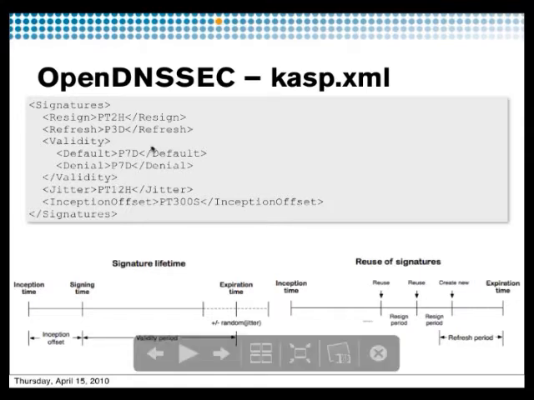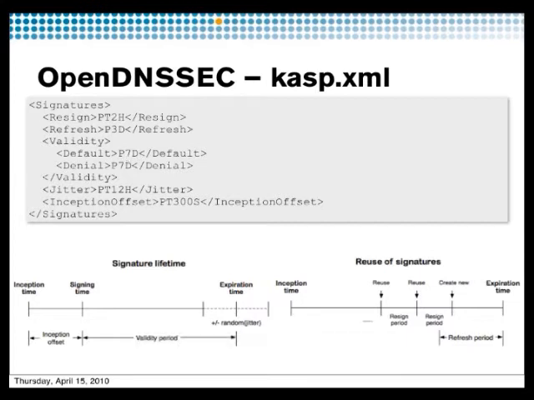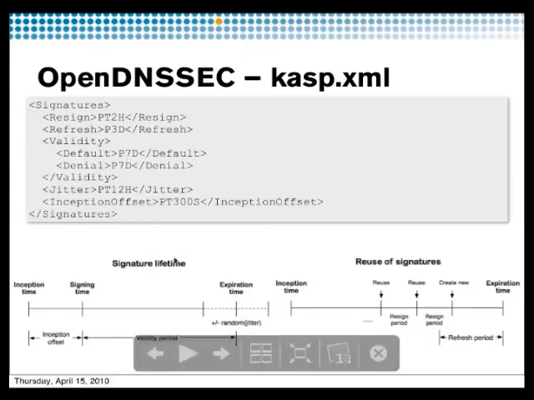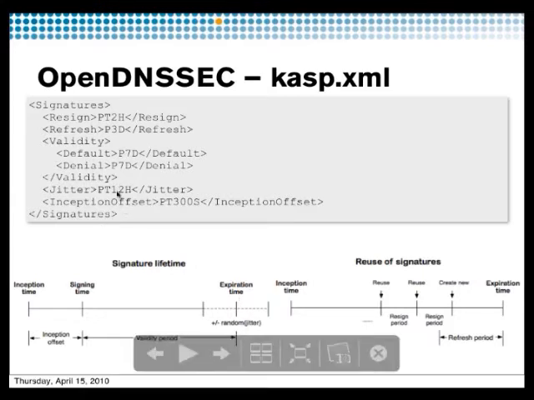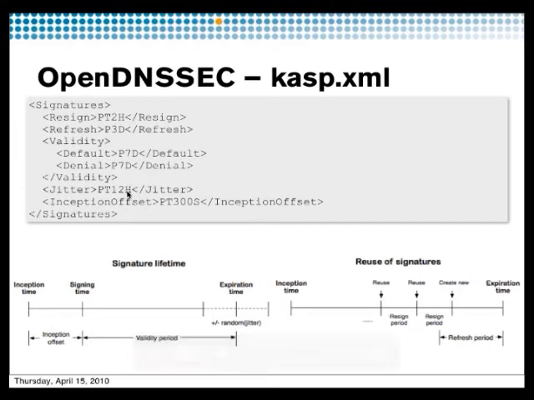And the thing OpenDNSSEC does is it takes the 7 days and then adds plus or minus 12 hours, a randomly selected value. So your signature will be valid somewhere between 6 and 8 days. And thus, your signatures will not expire at the same time, and you will probably save some resources on your server. But that's only required if you have a lot of signatures to create. If you like, you can just set this to 0 if you don't want to use this functionality.